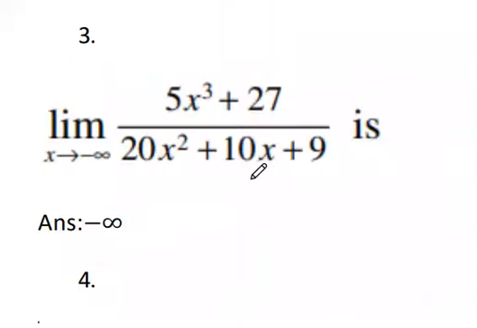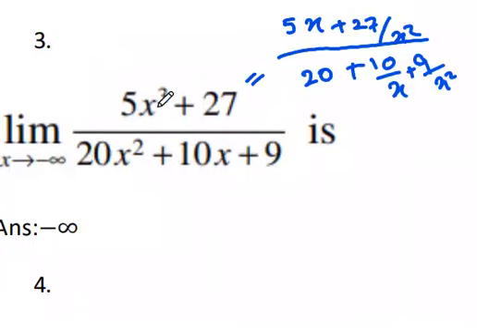Next one, again we have a rational function. Why don't you simplify this? Why don't you rearrange this? Yes, I divide both numerator and denominator by x squared. So when you divide the numerator by x squared, this term becomes 5x, and this term becomes 27 divided by x squared. And I also divide the denominator by x squared, which gives 20 plus 10 divided by x plus 9x squared.